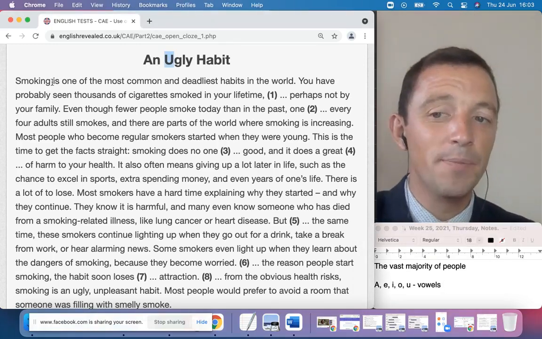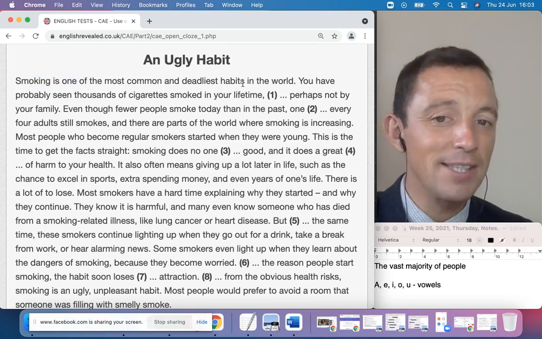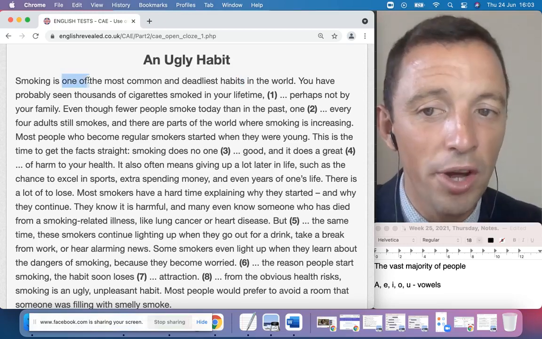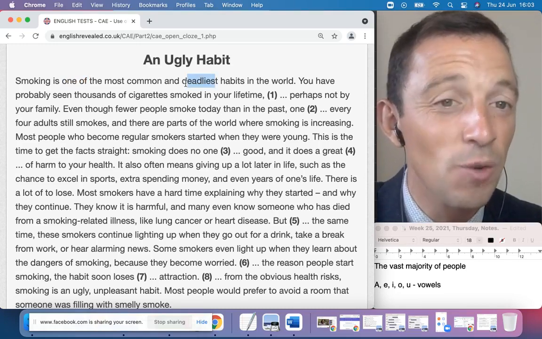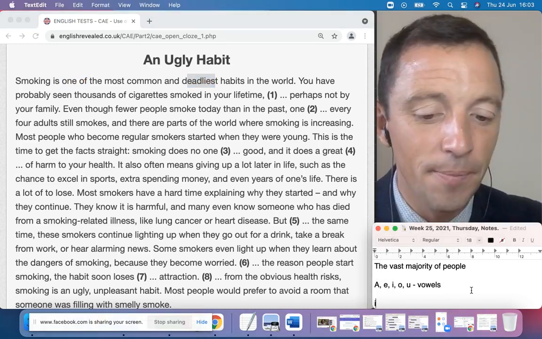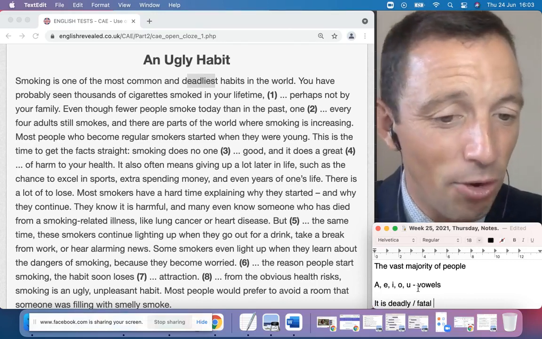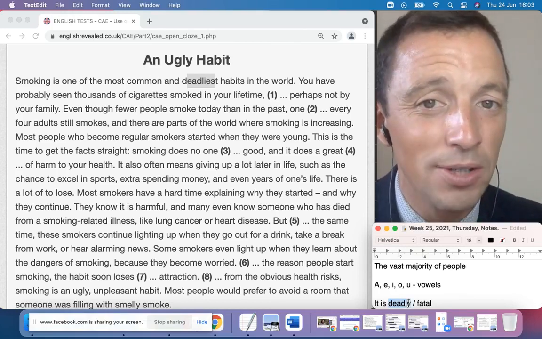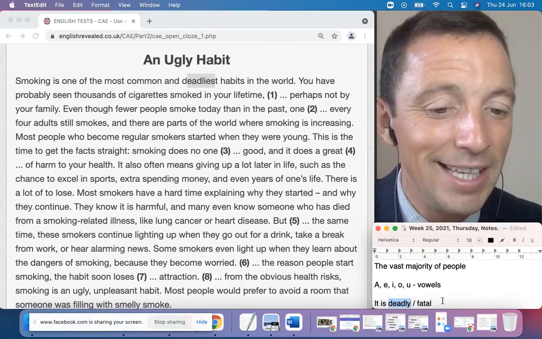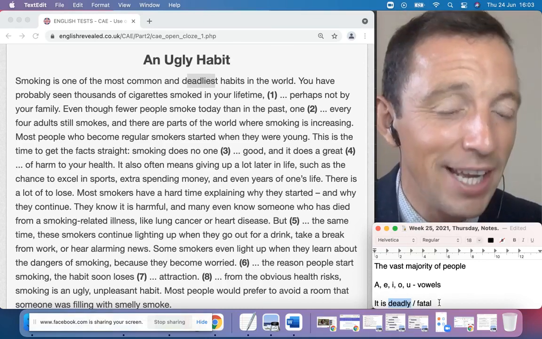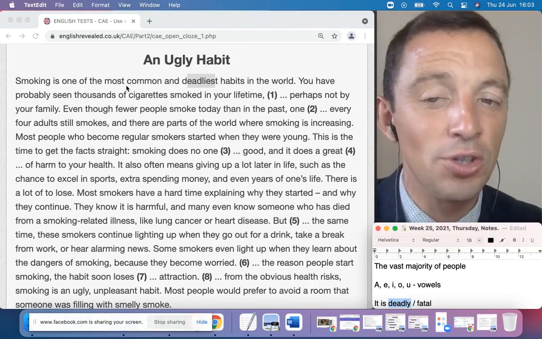So smoking, subject, is one of, remember the structure one of, you need the plural, habits. Because it's a structure one of, you need the plural, habits. It's one of the most common and deadliest. So it's fatal. Okay, it's deadly. It is deadly. It means maybe fatal. But in Ireland, it's informal, this word deadly, and it means cool, it's fantastic, it's amazing, it's awesome. But in this situation, it's fatal, it's deadly, it will kill you. Okay, so deadliest is the superlative, and good vocabulary.